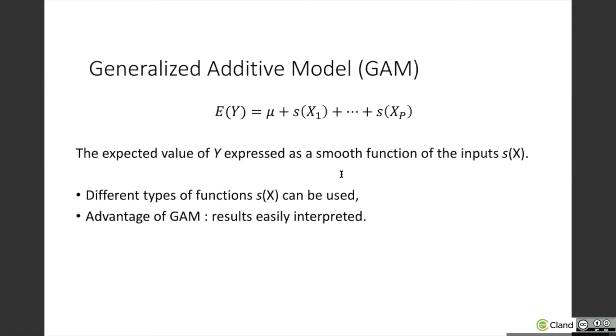that relates the expected response, the average response of Y, not directly to X1, X2, XP, but to functions of X1, X2, XP. And the functions are named S here. S of X1, S of X2, S of XP. And the S means smooth. Smooth means that we want to have possibly a nonlinear relationship, but a smooth relationship.